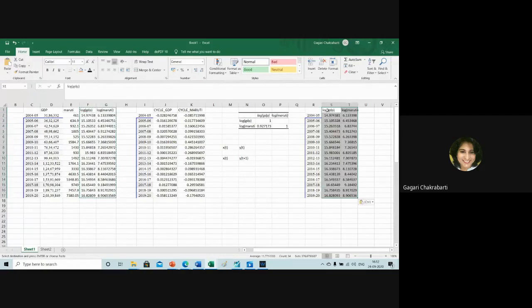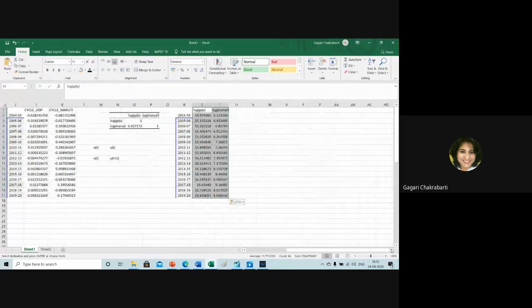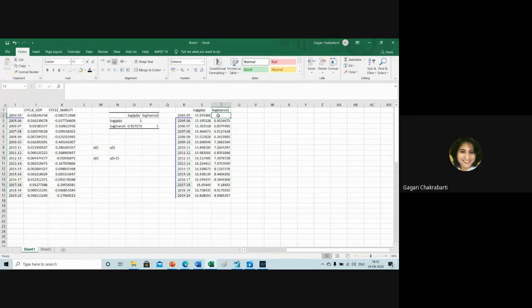So once you are done with any formula, always copy it and paste it as values, because otherwise whenever you will be changing the rows, changing the columns, or you will be using it elsewhere, then the results, or the data set, will be changing. Okay, so that will be our data set, where log GDP in period T and log Maruti in period T plus 1.